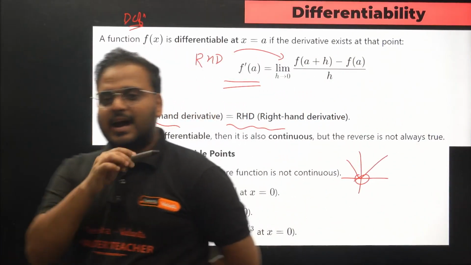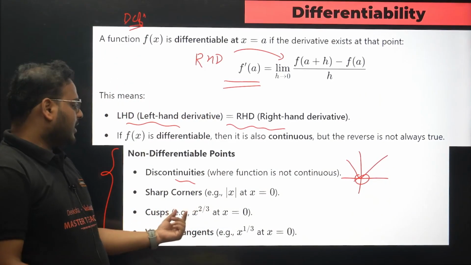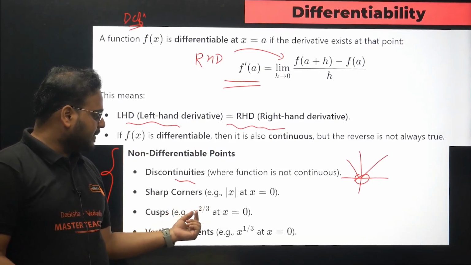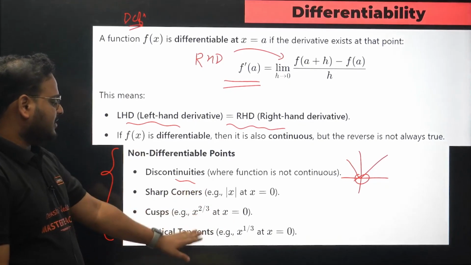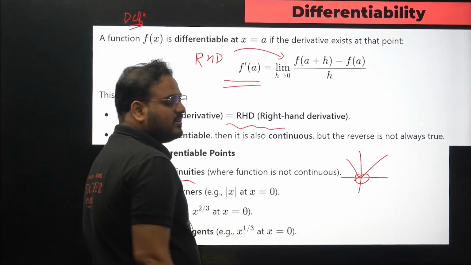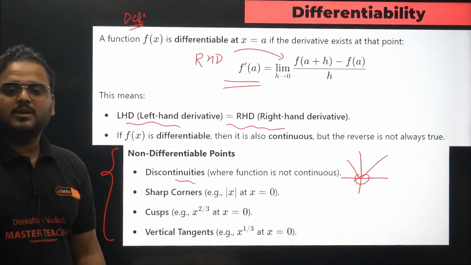It always has to have smooth curves, that's your differentiable functions. Cusps, like this, where there's a break in the function x power 2 by 3, will be called non-differentiable. Vertical tangents are again non-differentiable. These are the cases of identifying non-differentiable points.